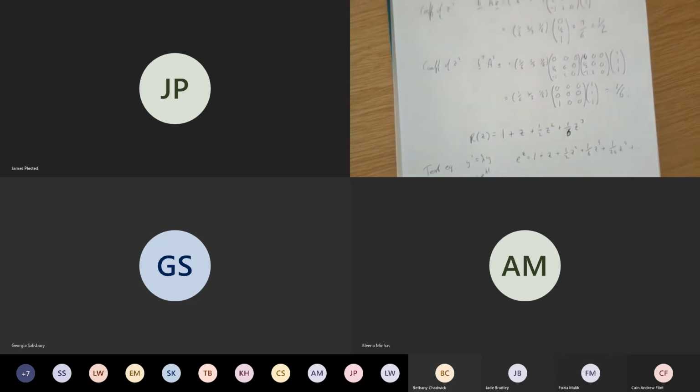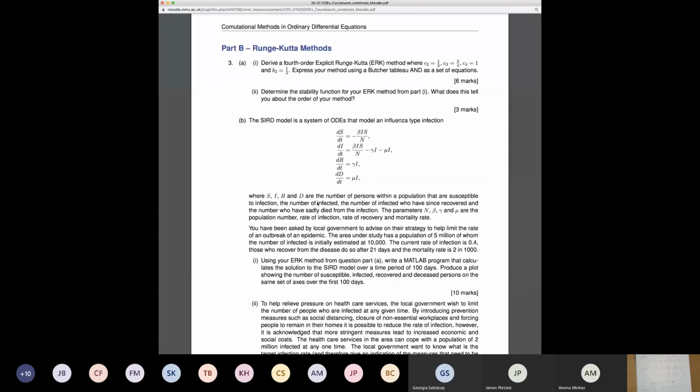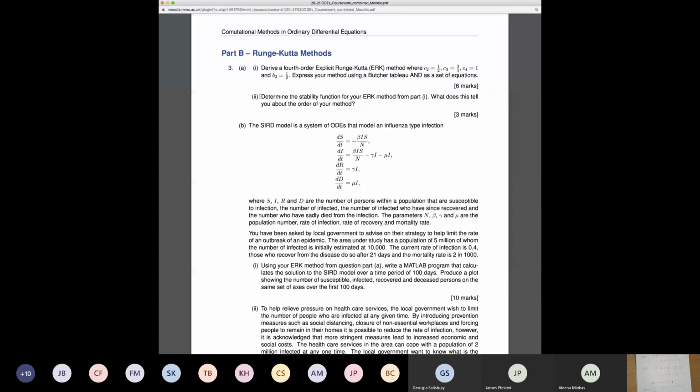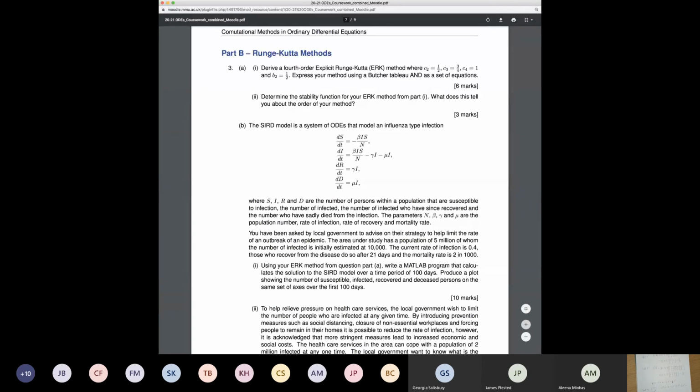Okay, so just going to share my screen for a sec. So this is the coursework. You can see here, for 3 marks, once you've derived your ERK method, you then need to determine the stability function, and that's similar to what we've just done.